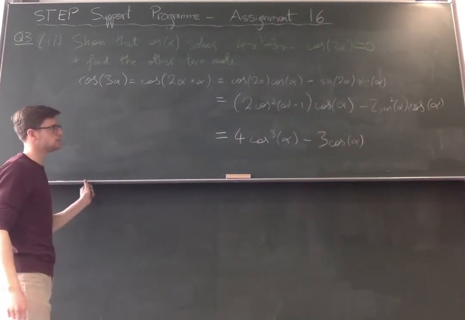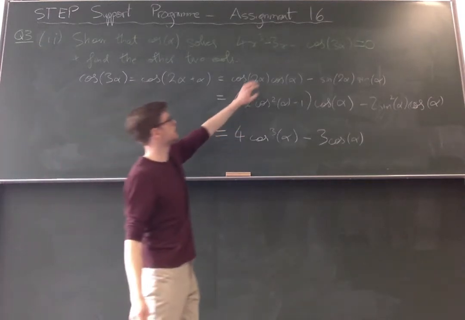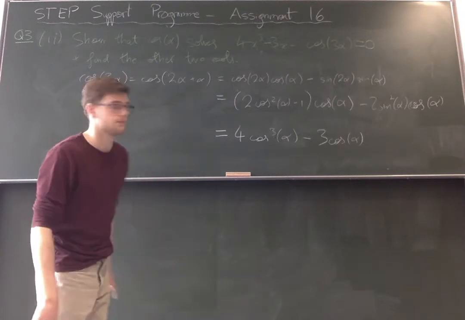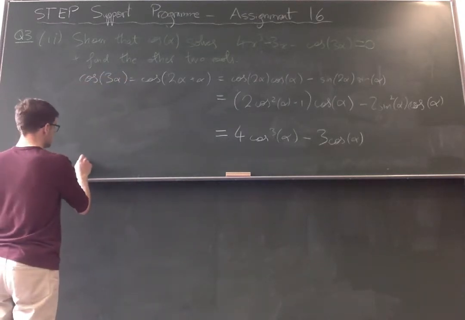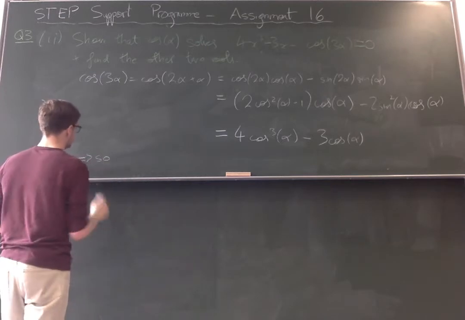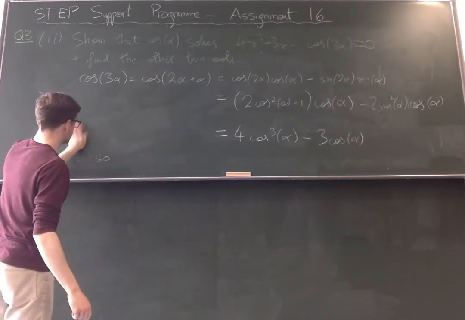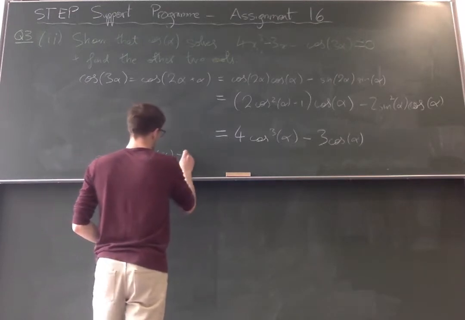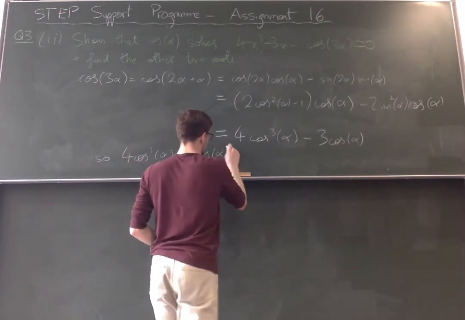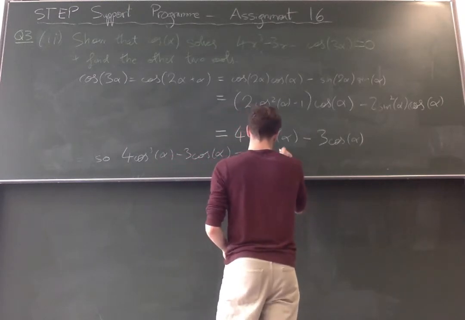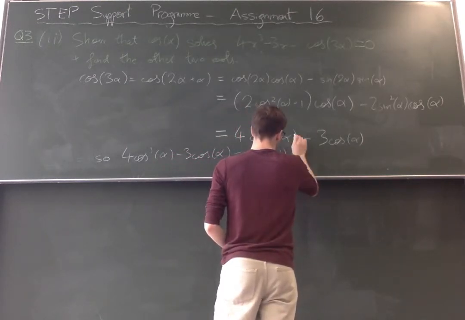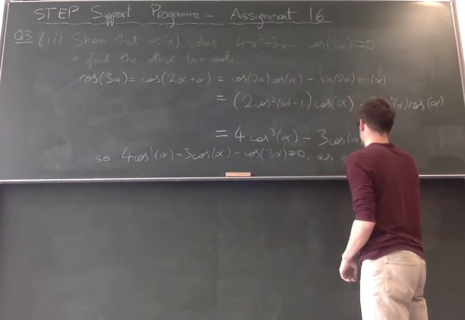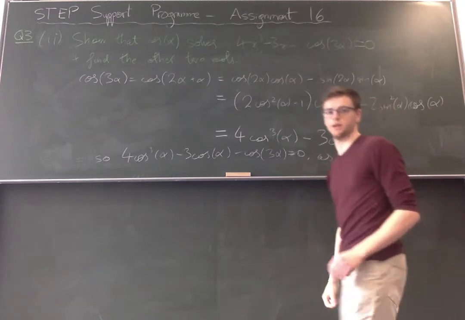Good. So, lo and behold, these are exactly the same two terms as these, and we're done. But we should still write it down. Well, maybe it implies that 4 cos cubed of alpha minus 3 cos alpha minus cos 3 alpha is equal to 0 as required. The mathematician's way of saying, I told you so.